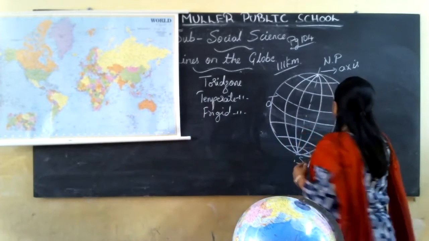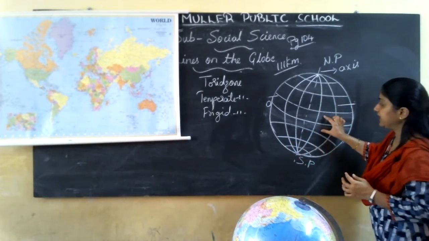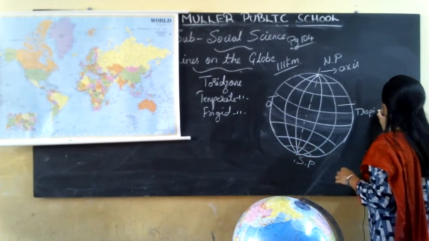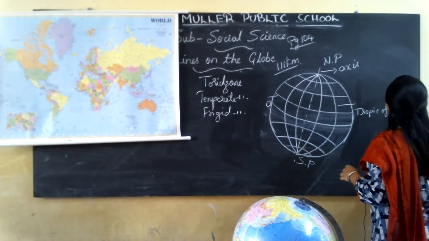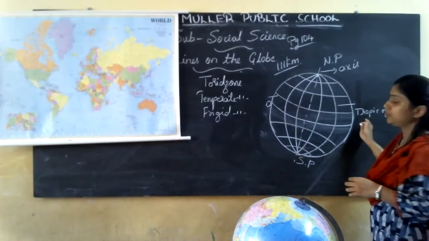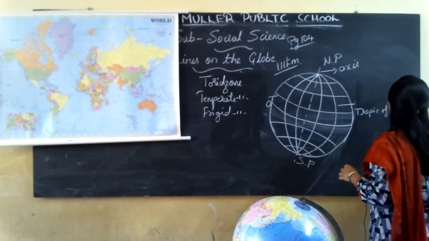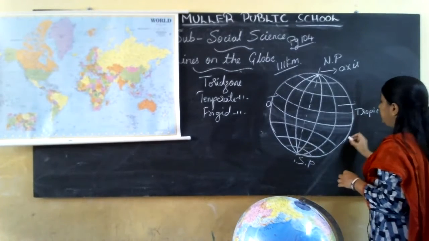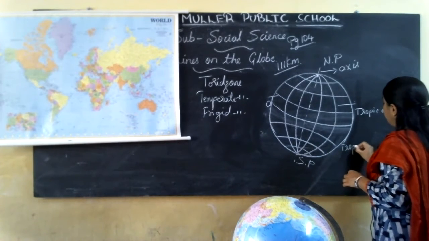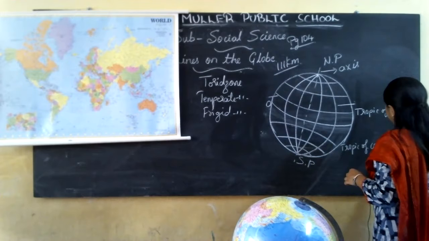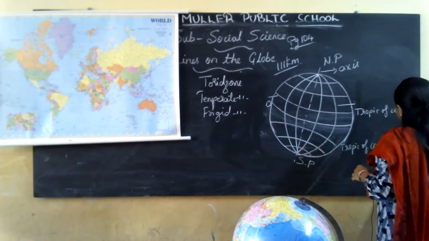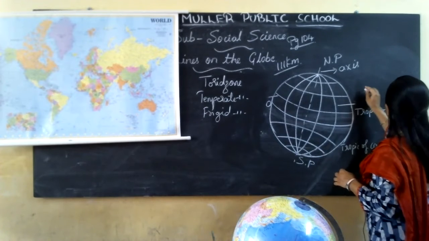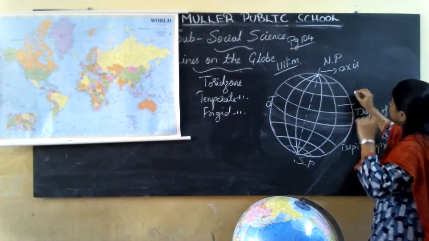So here the torrid zone lies on either side of the equator. These are the major four lines of latitude. The Tropic of Cancer is 23.5 degrees north, and here is the Tropic of Capricorn, that is 23.5 degrees south, and here the Arctic Circle.